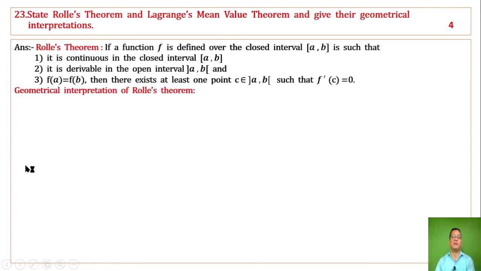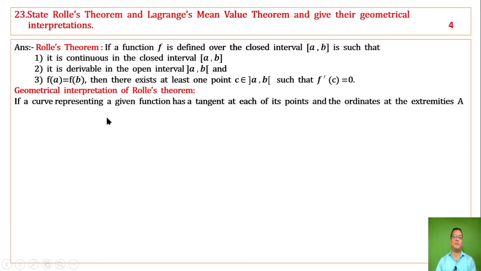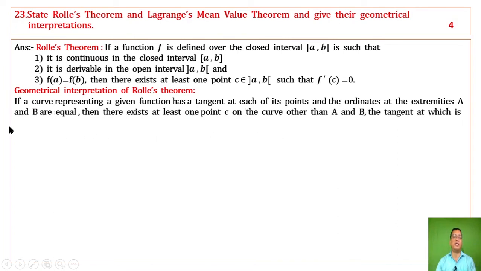Geometrical interpretation of Rolle's theorem. If a curve representing a given function has a tangent at its points and the ordinates at the extremities a and b are equal, then there exists at least one point c on the curve other than a and b, the tangent at which is parallel to the x-axis.